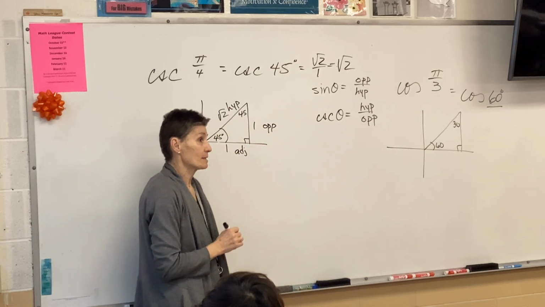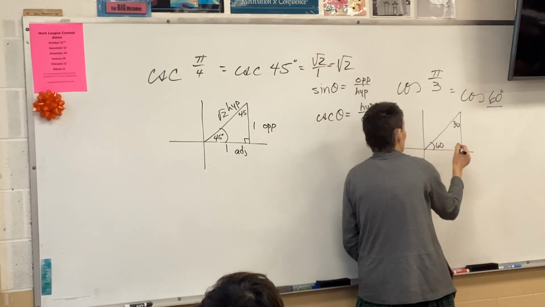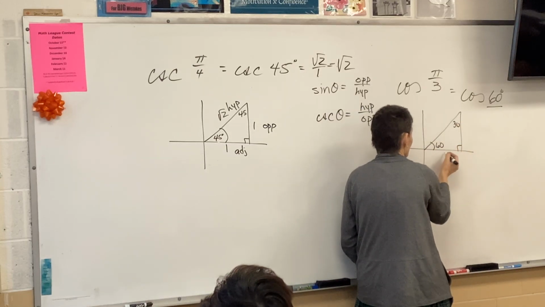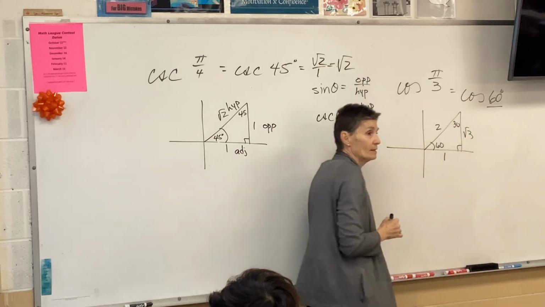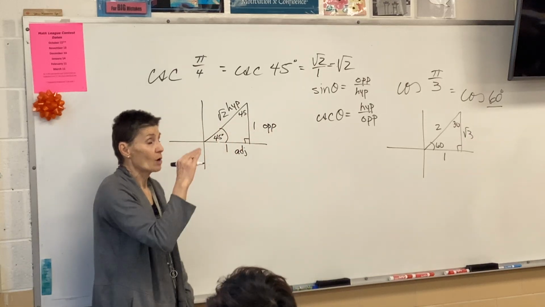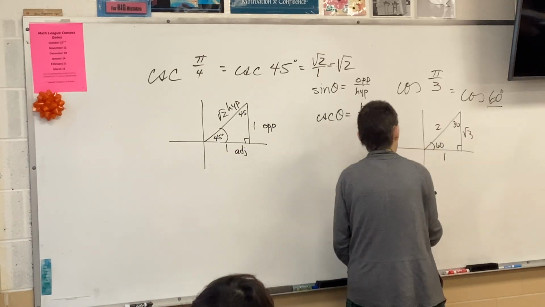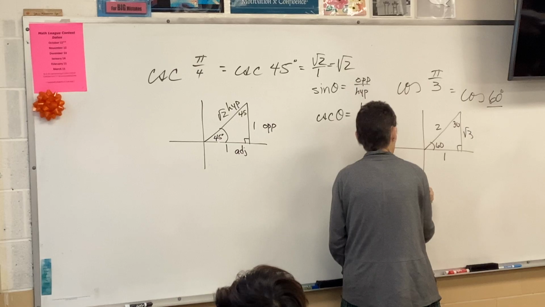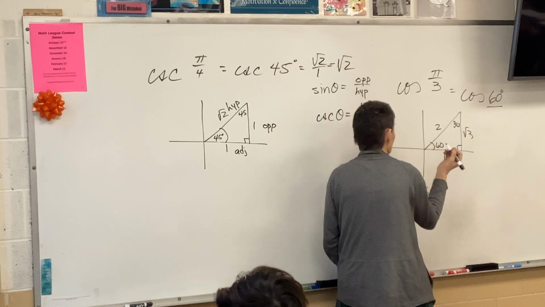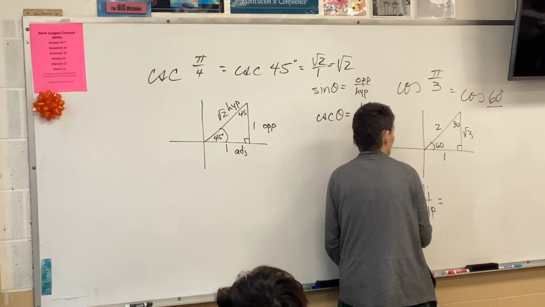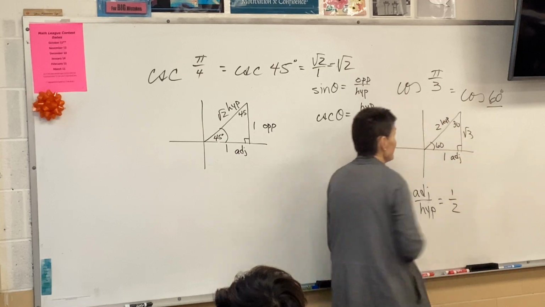Now we gotta label our sides. So what do we remember about 30, 60, 90s? Okay, so what's across from the 30? 1. Across from the 60? Radical 3. And the hypotenuse is 2. And again, that is always the case, right? Cosine, this is an easy one. What's cosine? Adjacent over hypotenuse. So, oh, I didn't label my sides. Which one's adjacent? The 1. And of course, this is the hypotenuse. So the answer to the problem is 1/2.